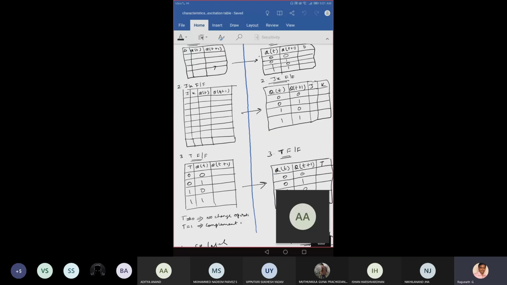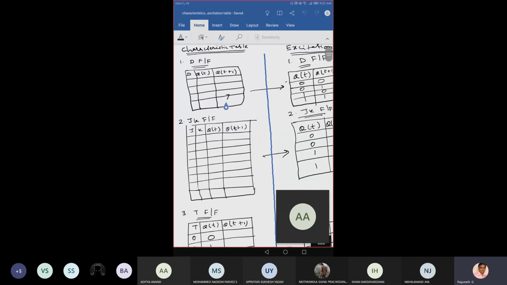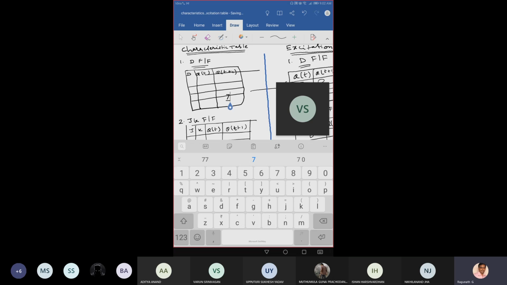So this topic, I already explained about the characteristic table of D flip flop and JK flip flop. Anyway, we recall it. So the shown table, is it a detailed table or the simplified table? For D, there is only this one table. What are the things I consider? D, Q of T and Q of T plus 1. Is it a detailed table or a simplified table? Detailed. It's a detailed table.